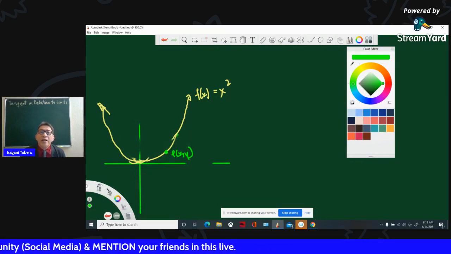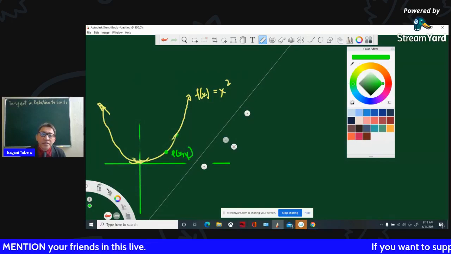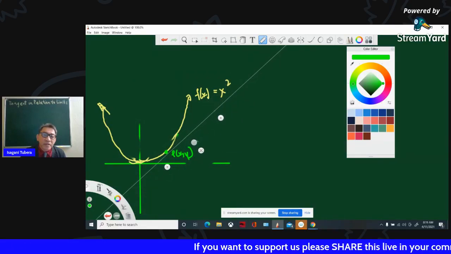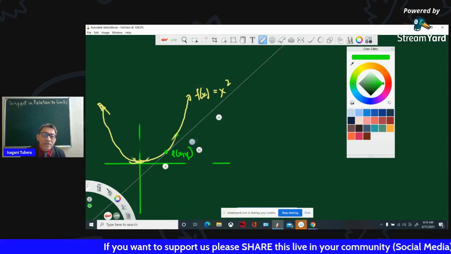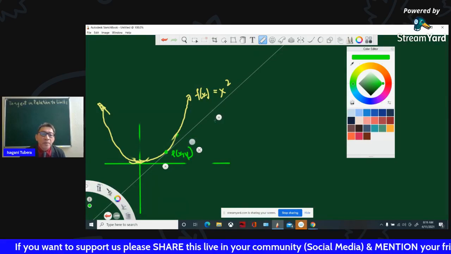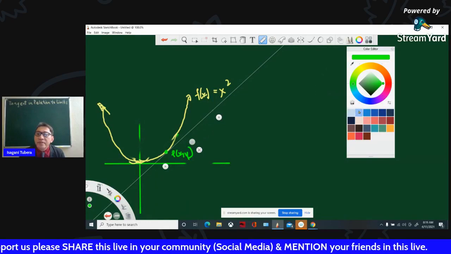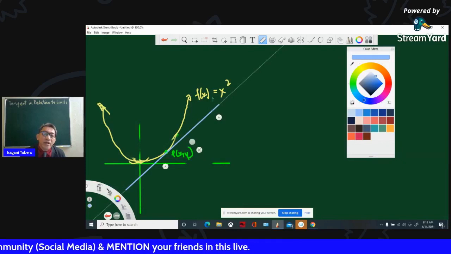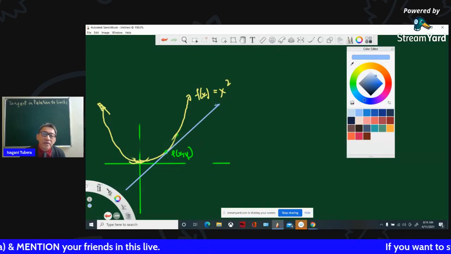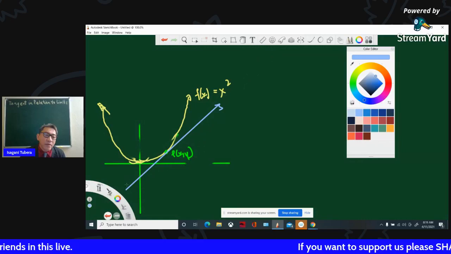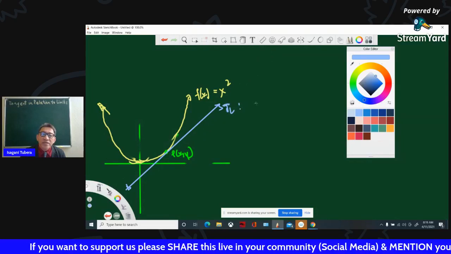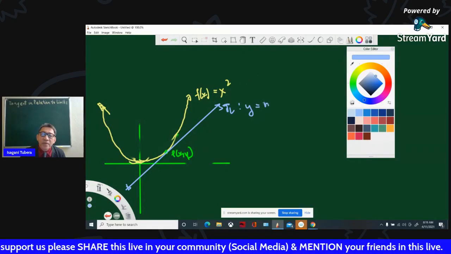And I'll draw the tangent line. This is the tangent line we're looking for. I'm just going to exaggerate it. So this is the point. This is the tangent line we are looking for. What is the equation of that line? y equal to mx plus b.